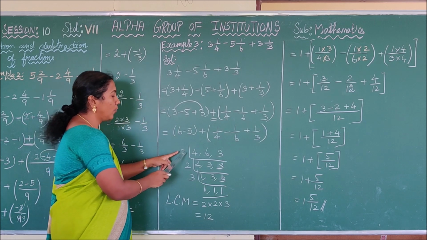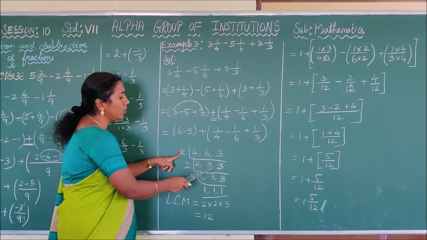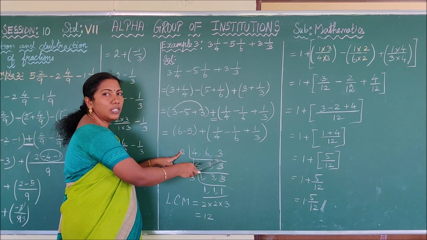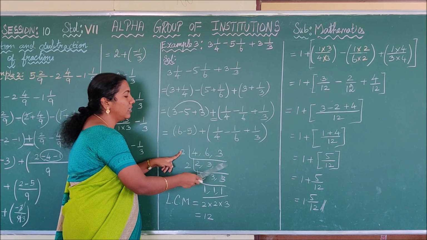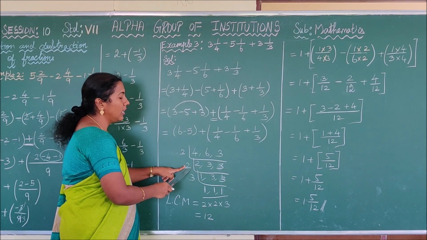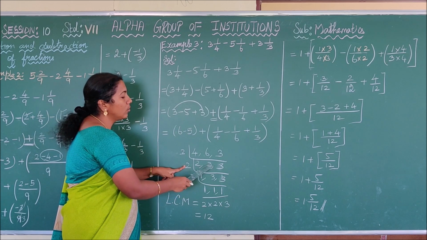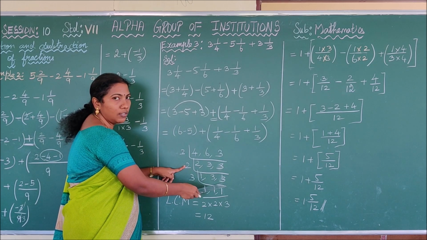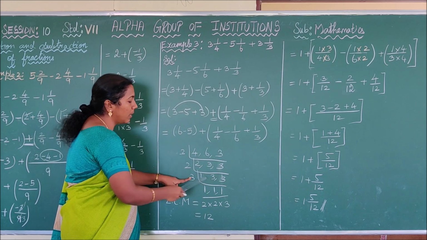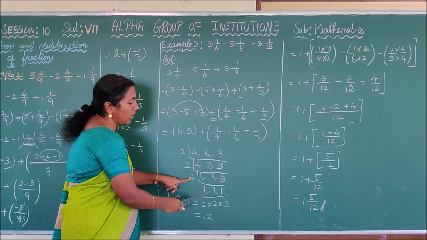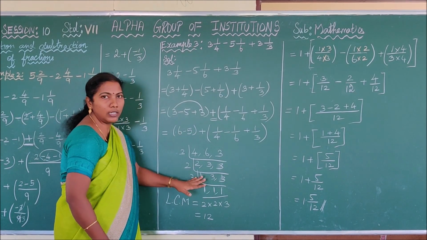Is it clear, children? If you are dividing by 2, you get 2 2s are 4, 3 2s are 6. 3 is not divisible by 2, so you have to write the 3 as it is. Next we are dividing it by 2. 1 2 is 2. So write the 3 as it is because it is not divisible by 2. Again you have to divide this by 3. Write 1 as it is and 1 3 is 3. 1 3 is 3. Is it clear, children?